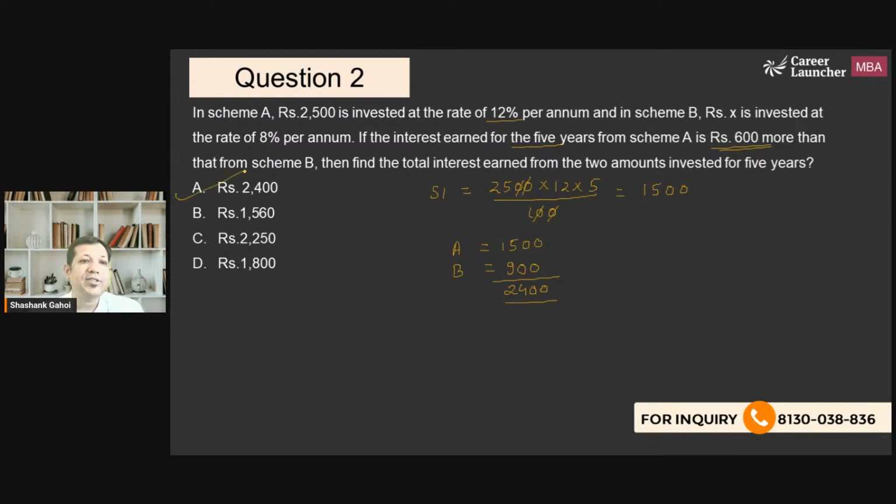So the answer to this question is going to be option A, that is 2400. I don't need to calculate the value of X. I don't care about the interest of X. I am not going to calculate any of those things.